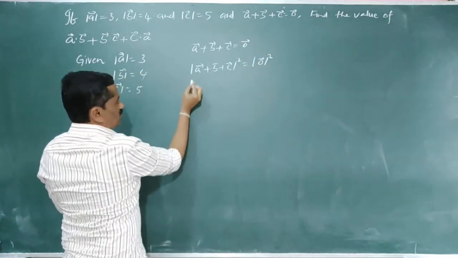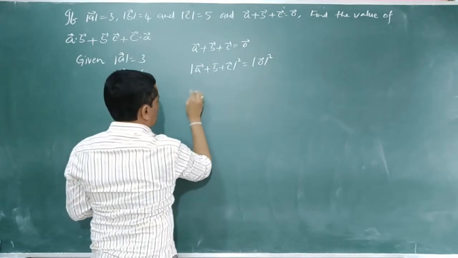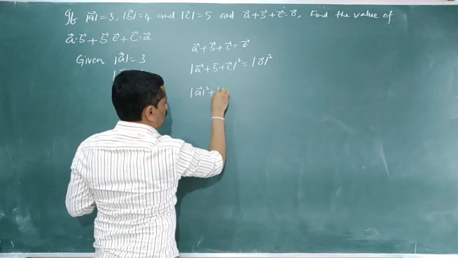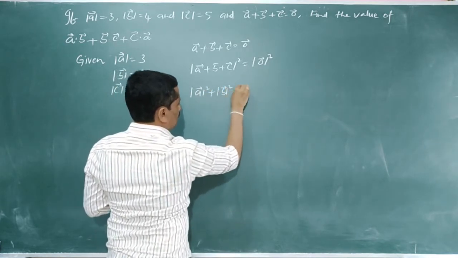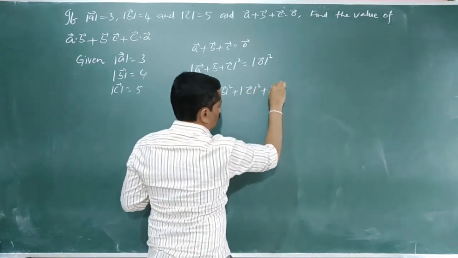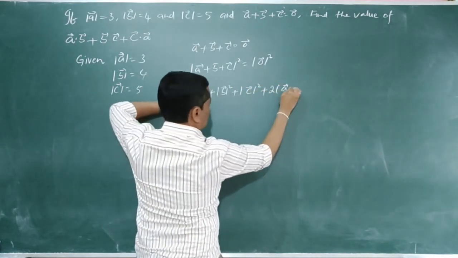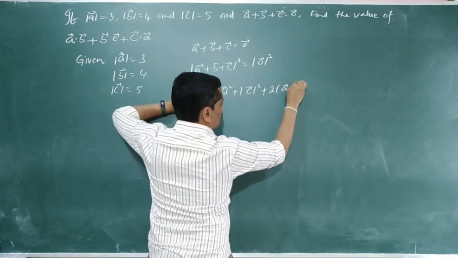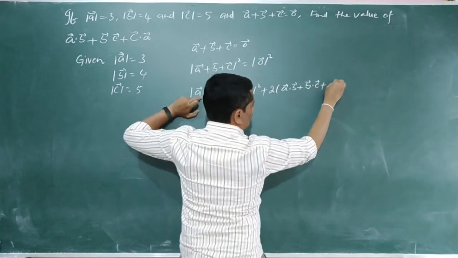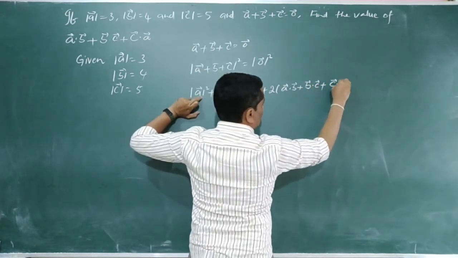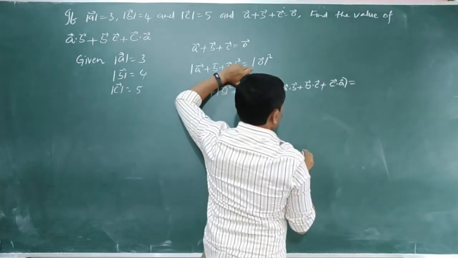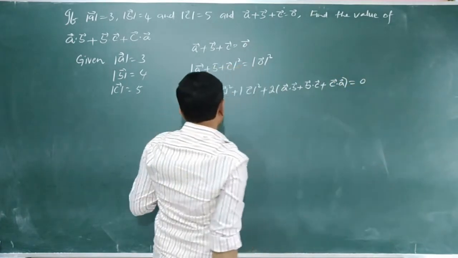So we have a formula for this. Now this can be expressed as magnitude of a bar whole square plus magnitude of b bar whole square plus magnitude of c bar whole square plus 2 of a bar dot b bar plus b bar dot c bar plus c bar dot a bar is equal to magnitude of 0 bar, that is 0.